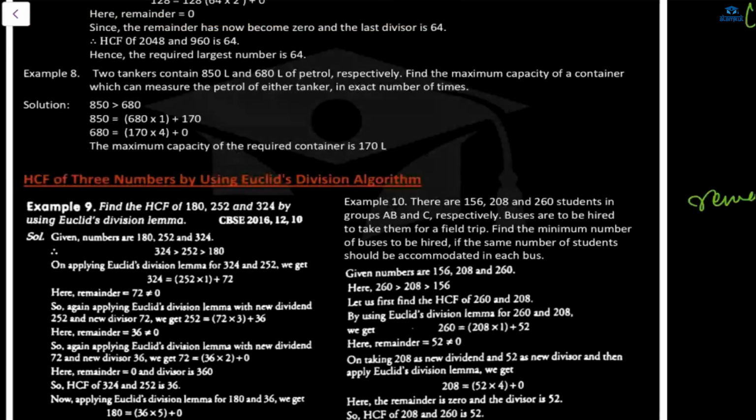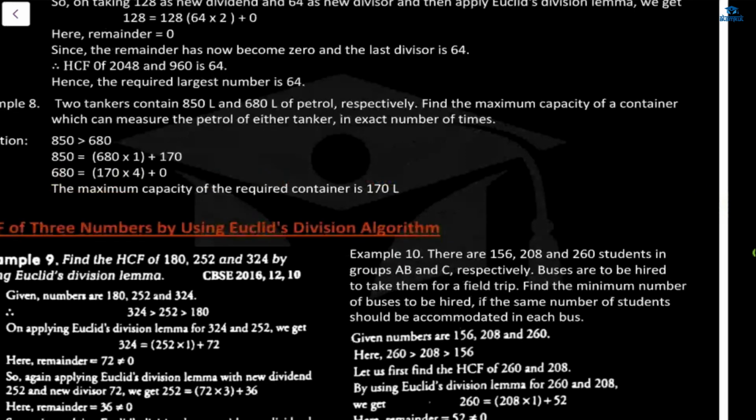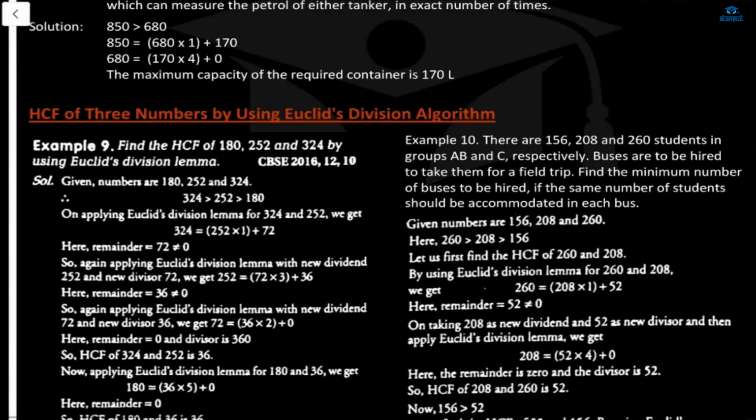Two tankers contain 850 liters and 680 liters of petrol respectively. Find the maximum capacity of a container which can measure the petrol of either tanker an exact number of times. From the question itself, you can see that you just need to find the highest common factor. You just need to divide, and where it is 0, you get 170 liters. You'll have these questions in the assignment also.